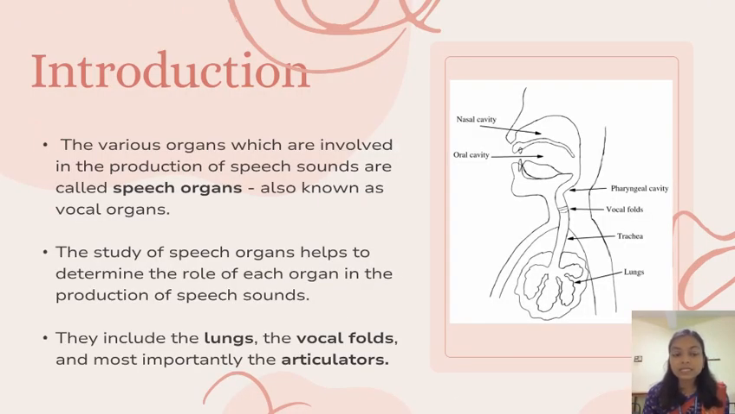So, the various organs which are involved in the production of speech sounds are called speech organs. They are also known as vocal organs. This study of speech organs helps to determine the role of each organ in the production of speech sounds. This includes the lungs, vocal folds, and most importantly, the articulators.